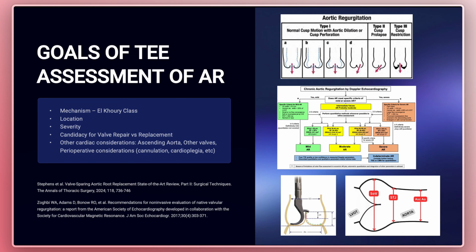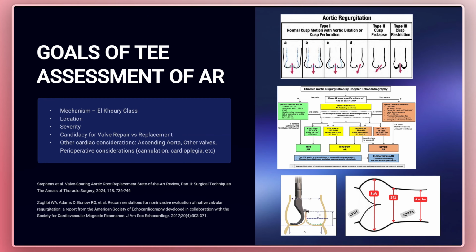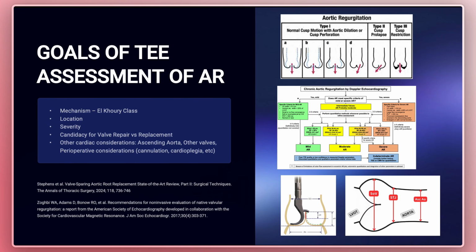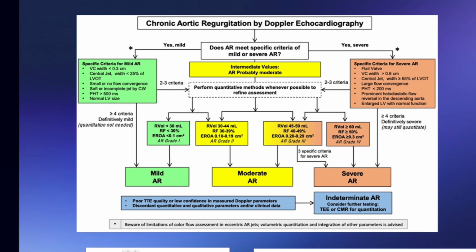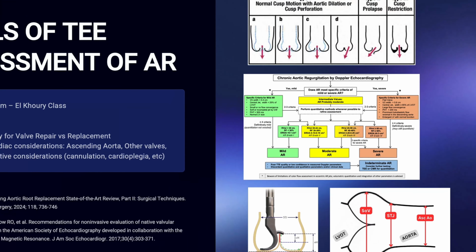These may seem similar from when we went through evaluating mitral regurgitation, but anytime you have a valvular lesion, you want to be able to understand the mechanism, location, and severity of the defect. The mechanism can be divided into the Khoury class of aortic regurgitation, types 1, 2, and 3. The location we'll get into, that's pretty self-explanatory, and the severity based on the 2017 ASE guidelines to understand mild, moderate, or severe aortic regurgitation.